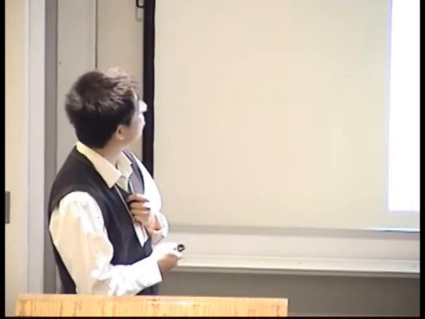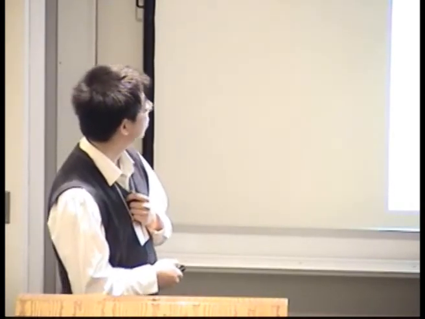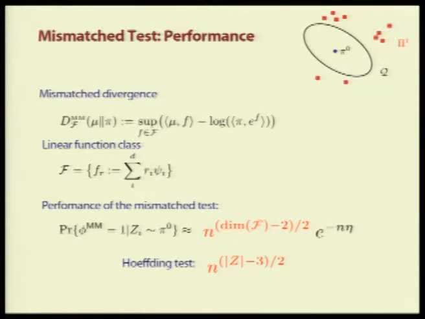Okay, and what's the performance of the mismatch test? If you look at the error exponent, of course, there's a trade-off between these two types of error exponent. But the pre-exponent, the term before that, is now a power of n, and the power is actually the dimension of the function class. Well, in the Hoeffding test, it's the size of the alphabet. So I'm addressing the issue here: if I can choose a function class that's small enough and still get a pretty good approximation to this divergence ball, then I'm okay. So we address this dimension issue here.